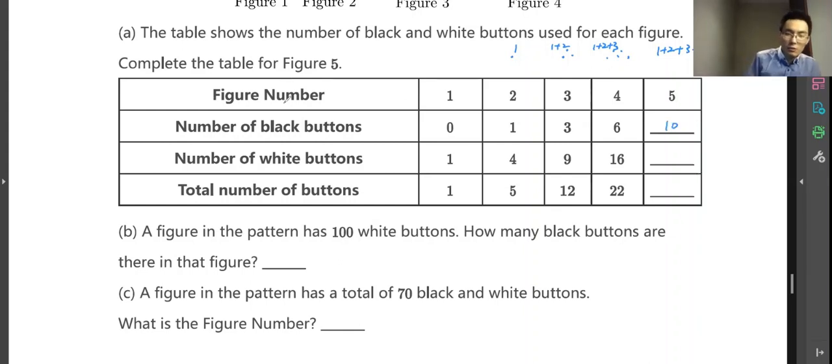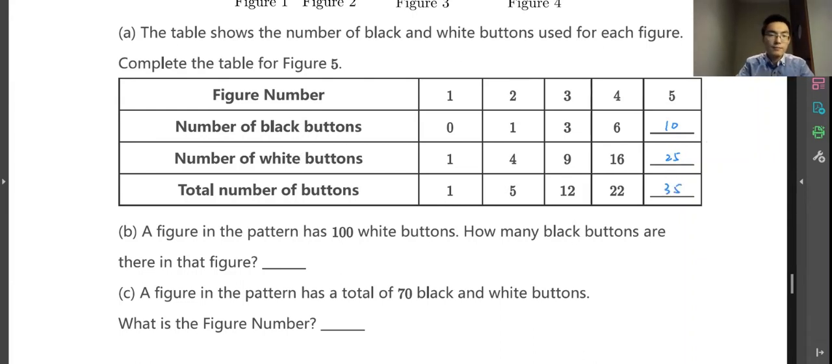Okay, and then let's look at the number of white buttons. For figure 1, we have 1. For figure 2, we have 4. For figure 3, we have 9. For figure 4, we have 16. And you should find that they are all square numbers. So the number of white buttons is just the figure number squared. So for 5, we will have 5 squared, which is 5 times 5, which is 25. And the total number of buttons is just the number of black plus the number of white. So 10 plus 25 is 35.